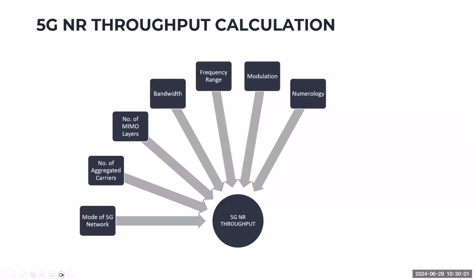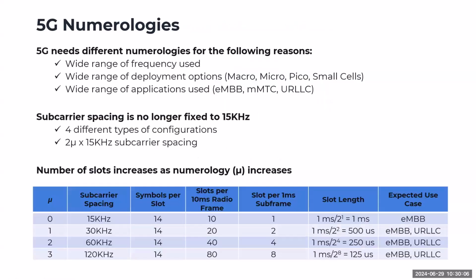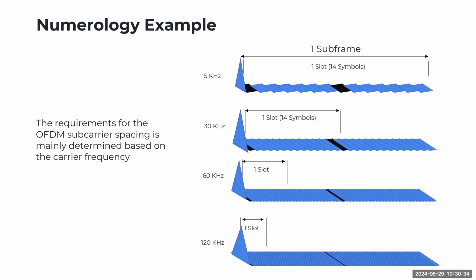And then the numerology, if you look at more specific samples, ayan. So marami tayong numerology sa mga applications. Meron tayong numerology 0, numerology 1, numerology 2, numerology 3. Pero ang ibig sabihin lang niyan is the subcarrier spacing, 15, 30, 60, and then 120. And these are the expected use cases: eMBB, URLLC.